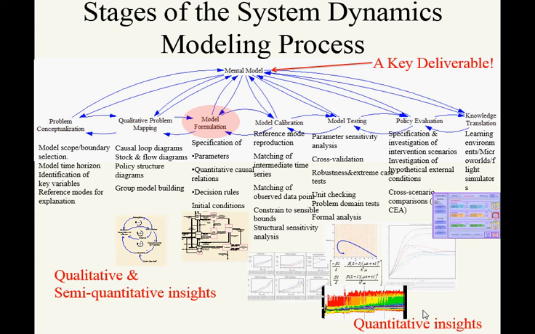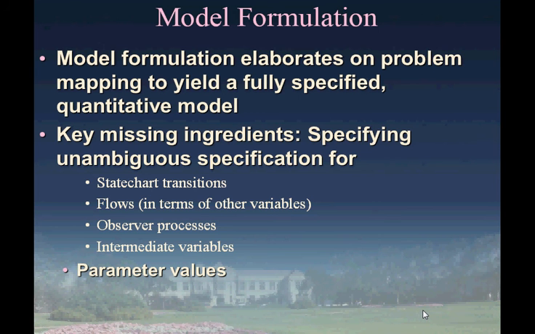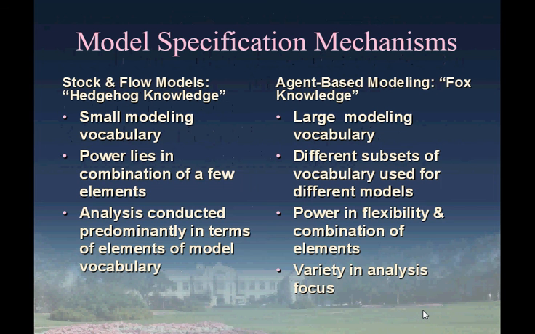And then we'll take a look at some later phases of this as well. Okay, so let's talk about model formulation. We're providing this unambiguous specification in terms of a variety of components. And as I say, in agent-based modeling, we have a large modeling vocabulary, comparatively larger.